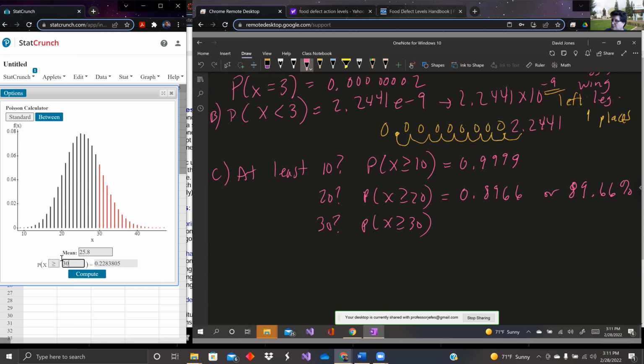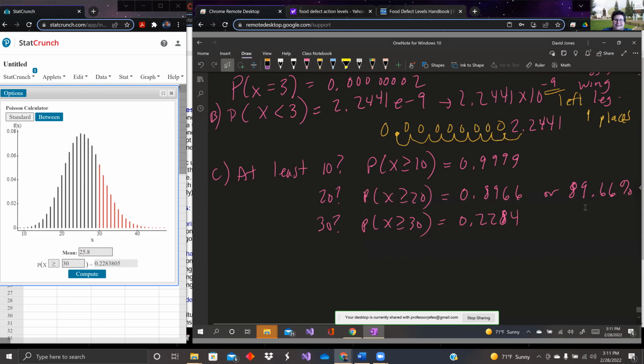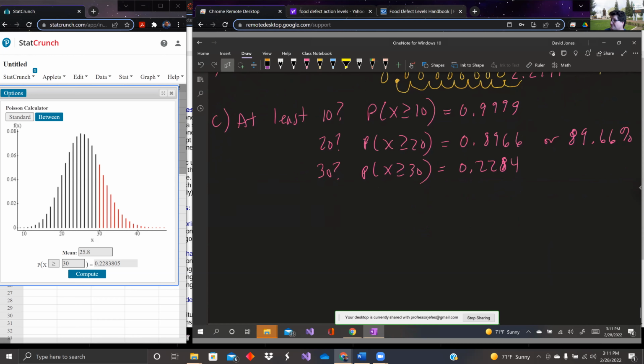Thirty fragments: 0.2284. So now it's gotten low, but that's for greater than 30. So kind of puts a new spin on chocolate, doesn't it? You're welcome for that. Let's look at one from the homework.